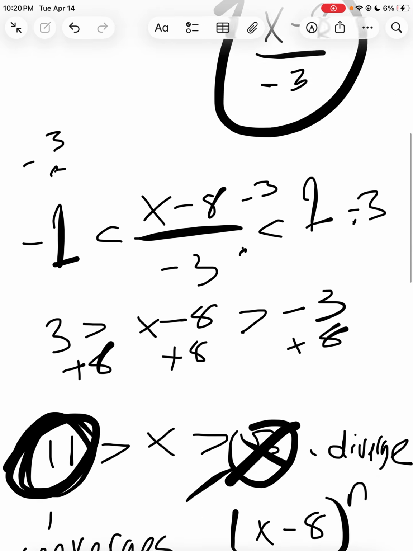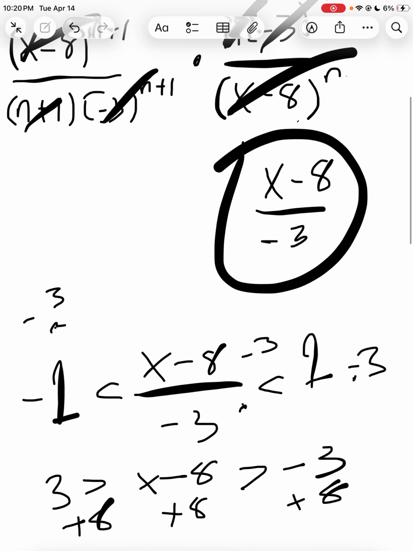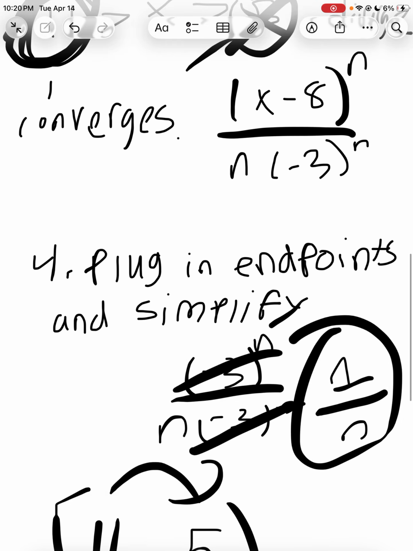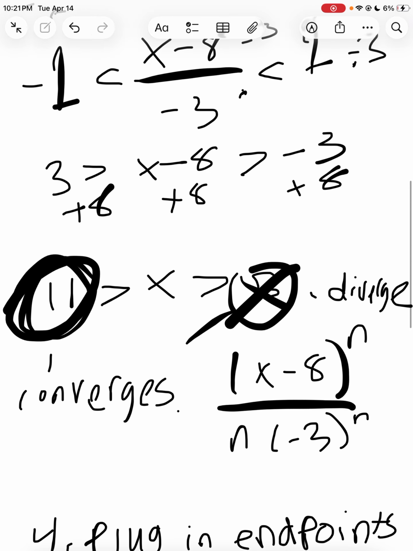And that's the second concept, so you don't need anything else. Basically you just do the steps I told you. Ratio test, set it less than 1, isolate x, and then you have this fourth step, plug in endpoints and simplify and see what series you get. And that should tell you if it diverges or converges.